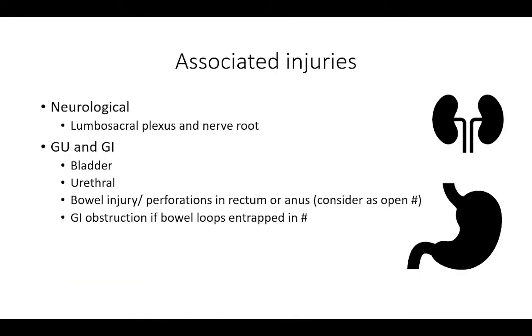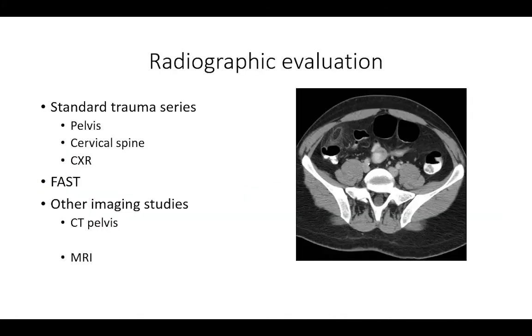Associated injuries in pelvic fractures include injuries to the lumbosacral plexus and nerve root, to the bladder, urethra. A pelvic fracture is considered as an open fracture in case there is any perforation in the rectum or anus by the fracture fragments, or if there is any bowel injury. Gastrointestinal obstruction can occur if the bowel loops get entrapped within the fracture.